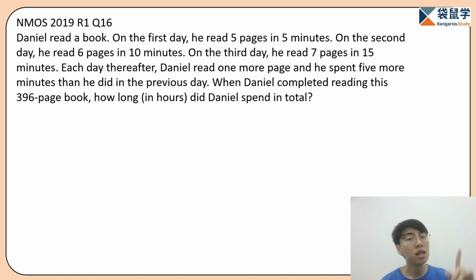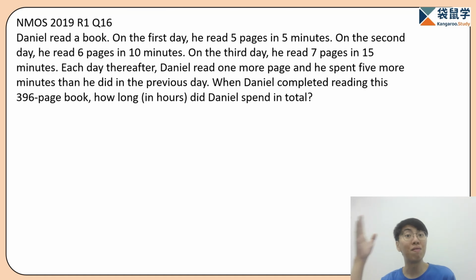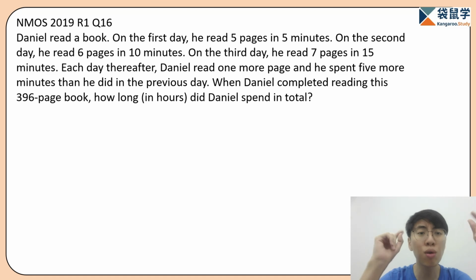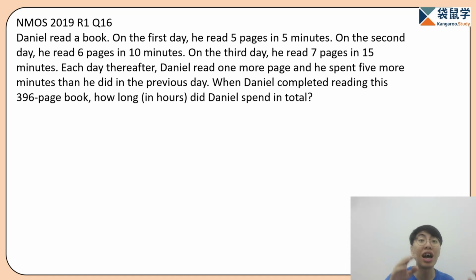The question says, Daniel reads a book. For the first day, he reads 5 pages in 5 minutes. On the second day, 6 pages, 10 minutes. Third day, 7 pages, 15 minutes. And every day after that, he reads 1 more page, 5 more minutes spent. So now, the question asks us, when Daniel has finished reading his 396 page book, how long did he spend in total?